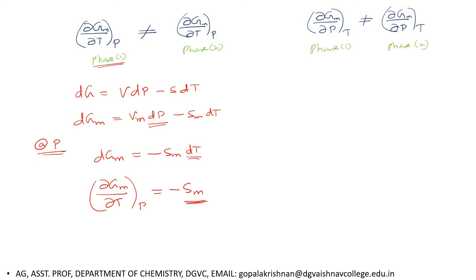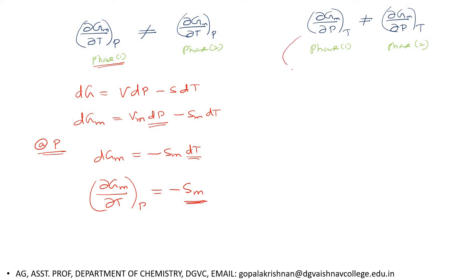If the molar entropy of phase 1 and the molar entropy of phase 2 are not equal at equilibrium, then we call this phase transition a first order phase transition, right?